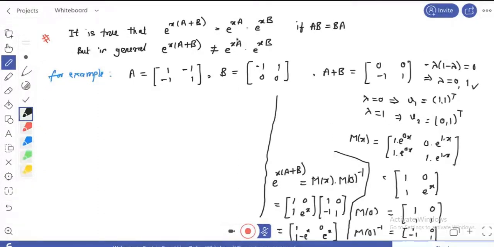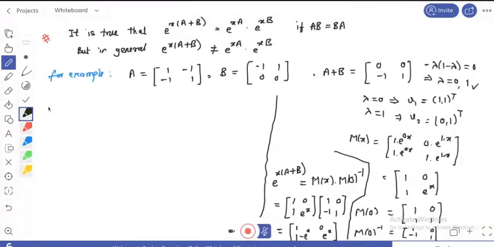Similarly, you have to find the value of the exponential of A for this matrix, the exponential of this matrix, and the product of those two. If these two are the same, then okay, we can say that in general this equality holds. So here you check the value of e to the power of x A and this thing, the exponential for this matrix A.